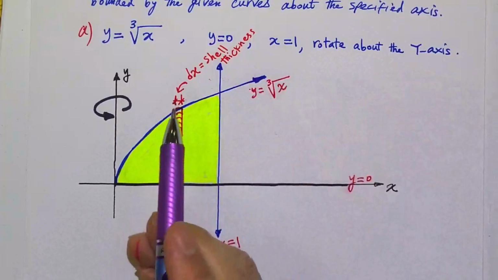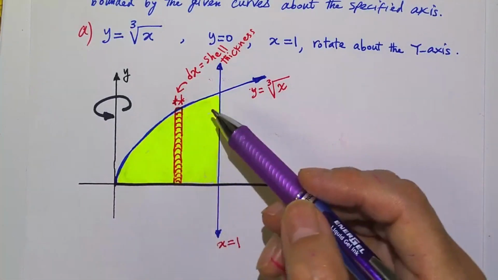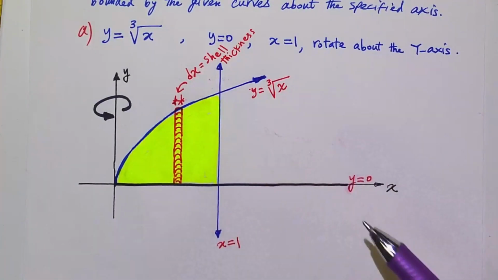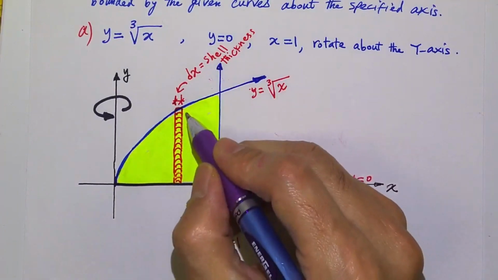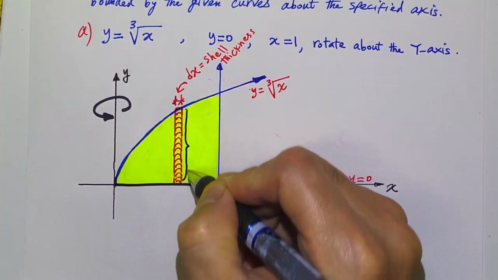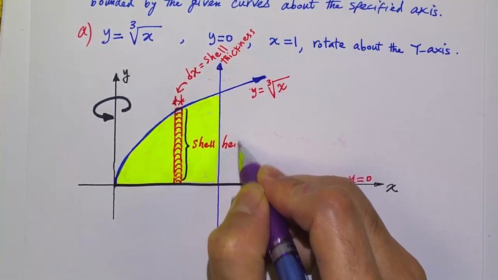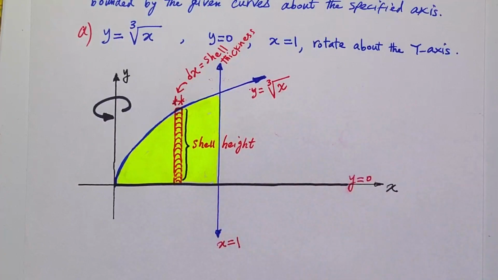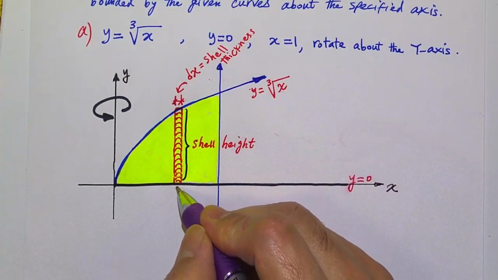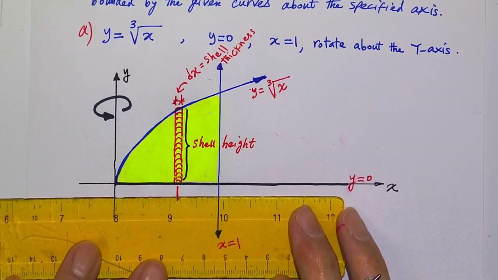So the shell thickness is along dx. So we already know the integration will have to happen with respect to the x variable. So that's the important part. And then also the shell height would be this distance. Let me mark that off as well. This is the shell height. We have one more thing to identify, right? Shell radius. So the shell radius is the distance from the center of the shell, so from here, to the axis of rotation. So that distance.